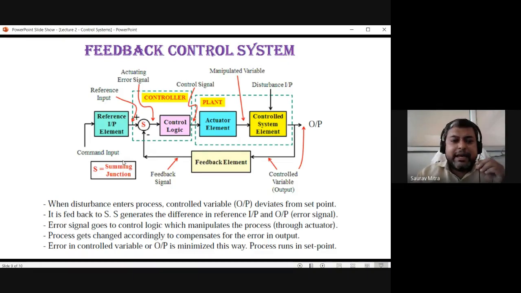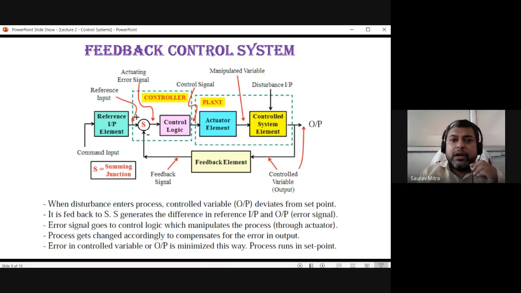So whenever this is happening, this signal is fed back to the error amplifier. It generates the difference between a reference, that is a set point, and the actual controller output. So this error signal is the actuating error signal, which manipulates the process through the control logic, and the process gets changed accordingly. So depending on the control logic, depending on the actuator signal, the signal is given to the process, and the process will now change its value so that this output reaches 70 degrees. In that case, the error will reduce and the process will stabilize.